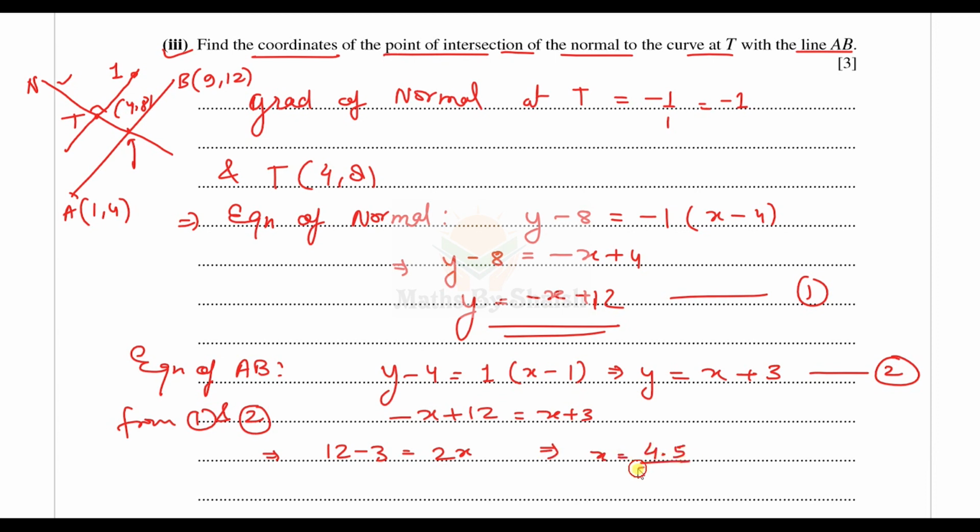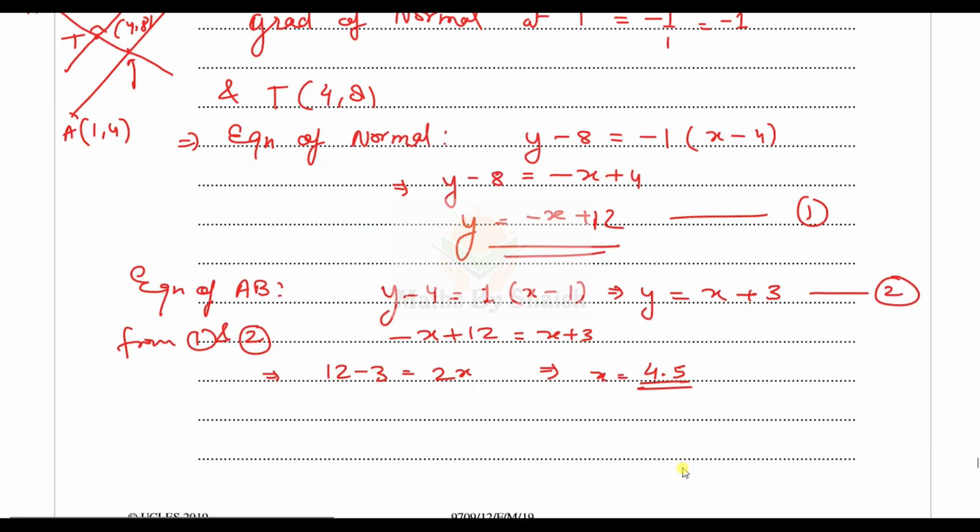So if x is equal to 4.5, we can get the y value from either equation 1 or 2. I'll take it from 2, y is equal to x plus 3, that is 4.5 plus 3, it is 7.5. So the coordinates of the intersection point are 4.5 comma 7.5.